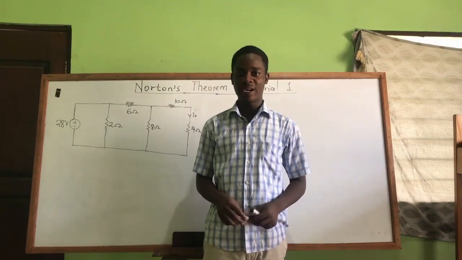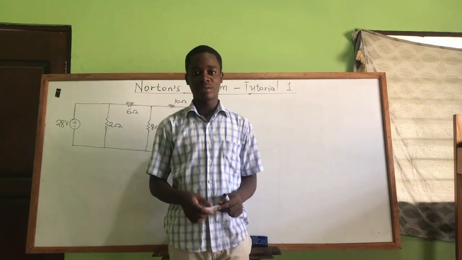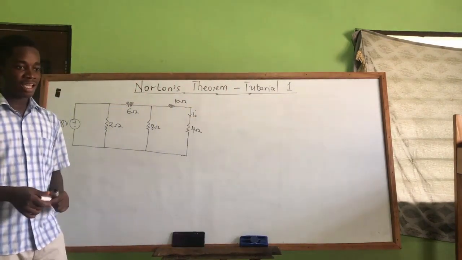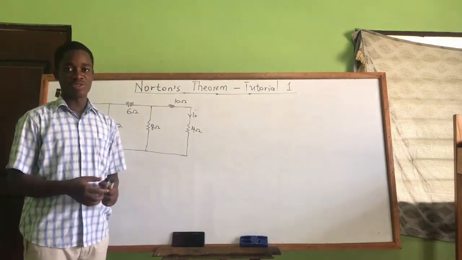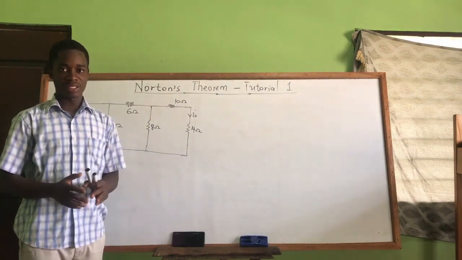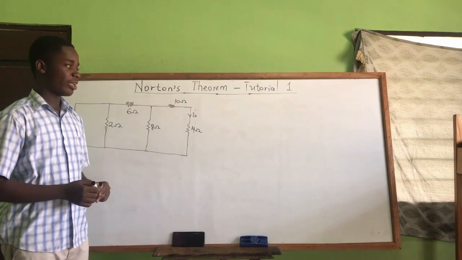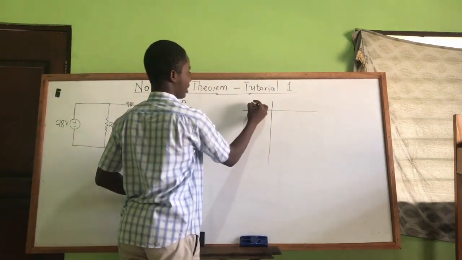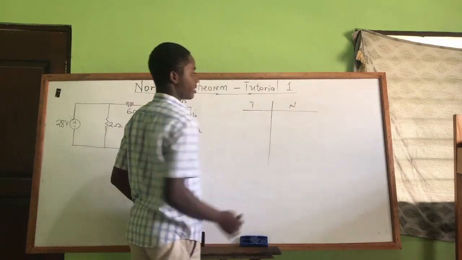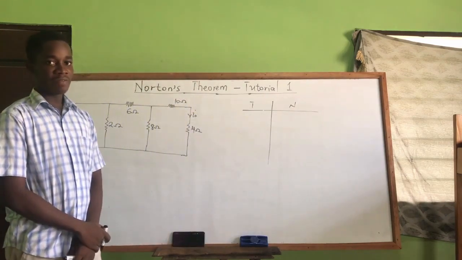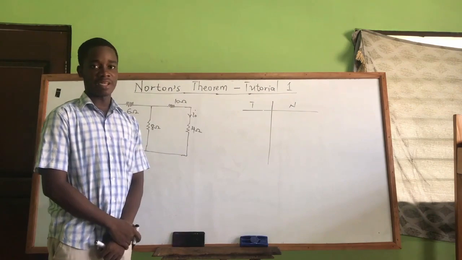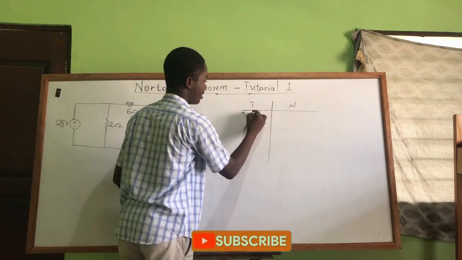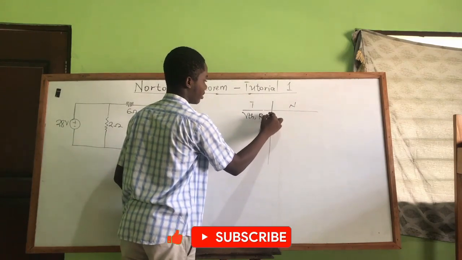Welcome to today's tutorial. Today we will be learning about Norton's theorem. So first of all, before we start, let's note the difference between Thevenin's theorem and Norton's theorem. You remember in Thevenin's theorem, we calculate for two terms. Let's say this is Thevenin and this is Norton. In Thevenin's theorem, we have to calculate the Thevenin's voltage and the Thevenin's resistance. So we calculate VTH and RTH.